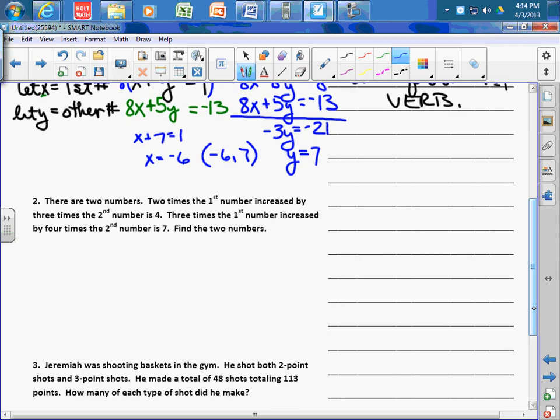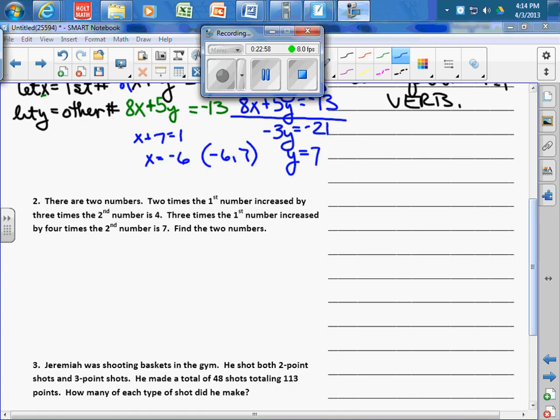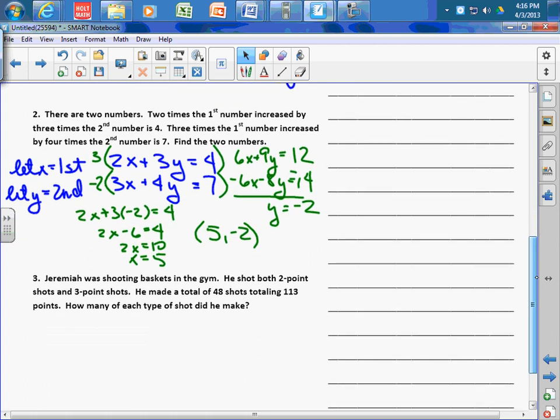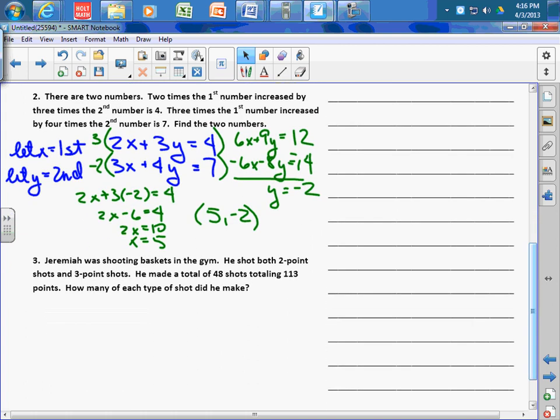In number 2, there are two numbers again. 2 times the first number increased by 3 times the second is 4. 3 times the first increased by 4 times the second is 7. Find the two numbers. Go ahead and pause the video. See if you can come up with the answer on your own. Well, I came up with 5 and negative 2 for my two numbers because 2x plus 3y is equal to 4, 3x plus 4y is equal to 7. Multiply the top row by 3, the bottom row by negative 2, and you are on your way.